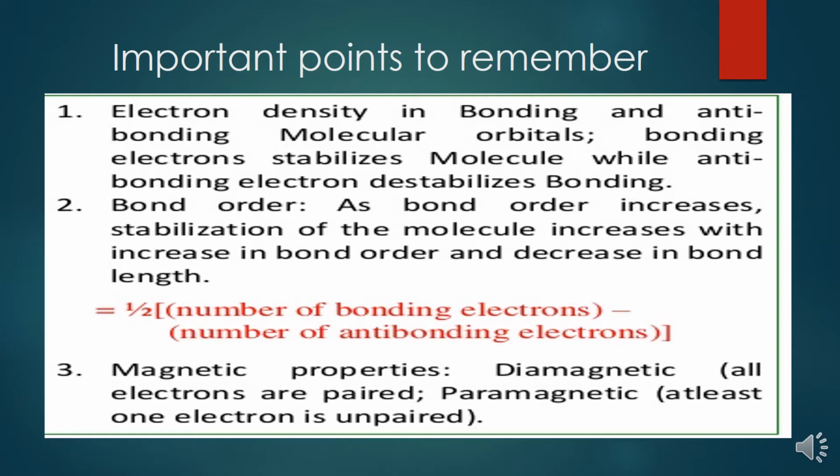And the third important thing to remember is, if all electrons are paired in these molecular orbitals, then the molecule will be diamagnetic in nature, meaning it will be weakly repelled by an external magnetic field, whereas if at least one electron is unpaired, then the molecule will be paramagnetic and it will be weakly attracted when it is placed in an external magnetic field. So let us draw the diagrams.